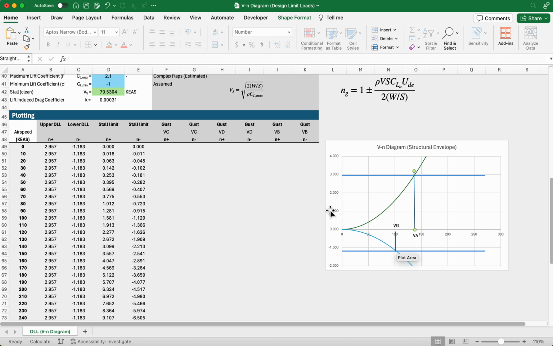If I'm flying above this speed and I yank on the controls, then the aircraft won't stall and I can generate enough G-force to actually cause damage to the aircraft. We'd be flying somewhere up in this region, so we're exceeding that maximum or upper design limit load boundary.